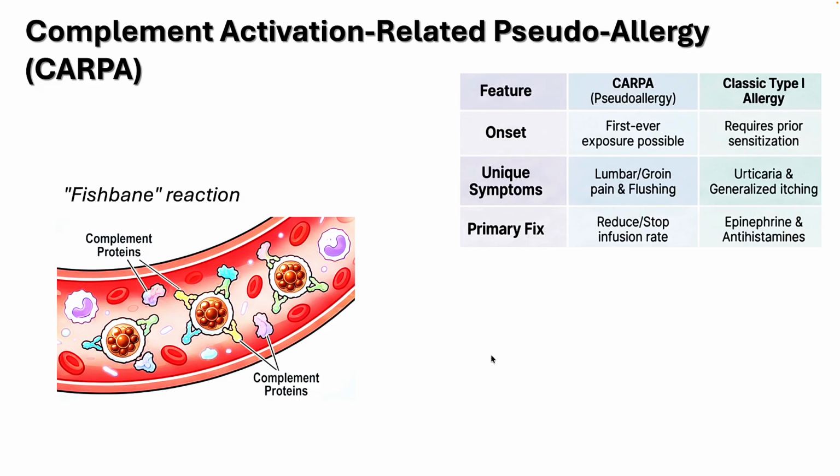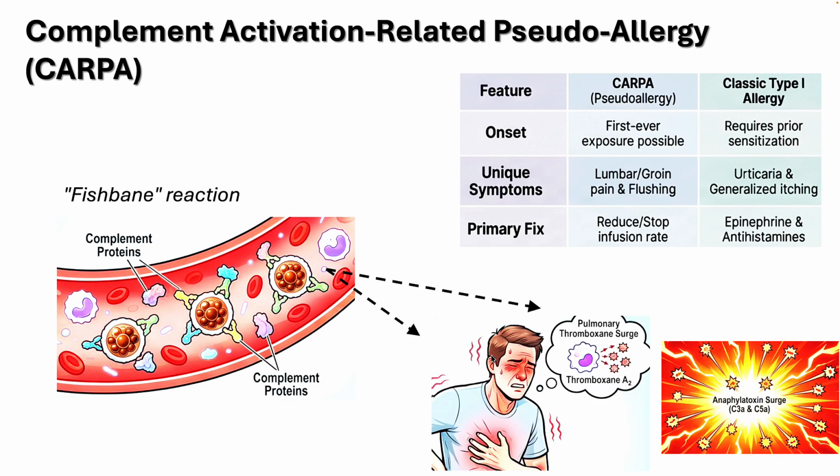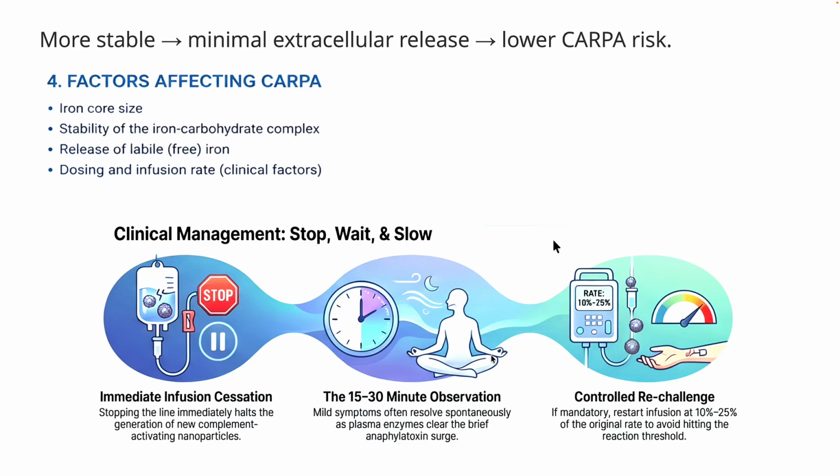Another problem with IV iron is CARPA, complement activation related pseudo-allergy. This is not a true allergy. The carbohydrate shell of IV iron mimics bacterial surfaces, and this triggers the lectin and alternate complement pathways. This releases C3a and C5a, which trigger mast cell degranulation, and thromboxane A2 is produced by pulmonary macrophages. The symptoms of CARPA, therefore, are bronchospasm, chest tightness, flushing, and lower back and groin pain. Since it is the rate of iron release that causes CARPA, slowing down the rate or using IV iron with slower release resolves the problem.